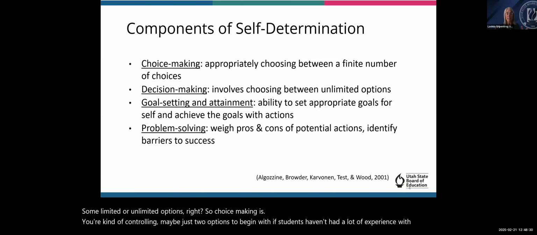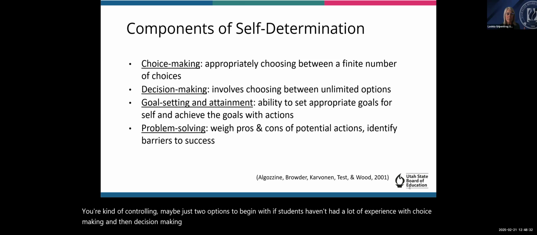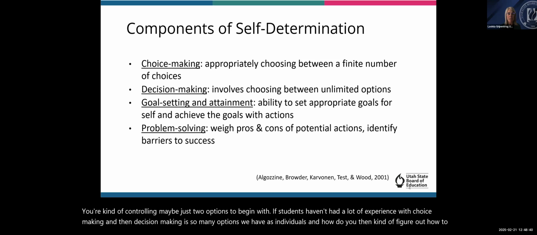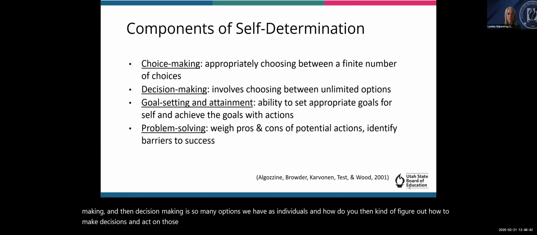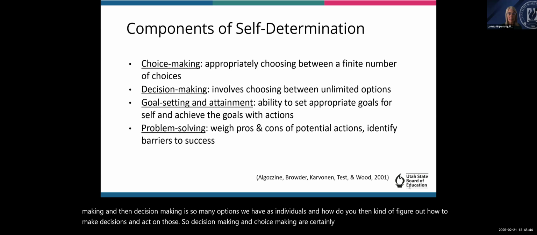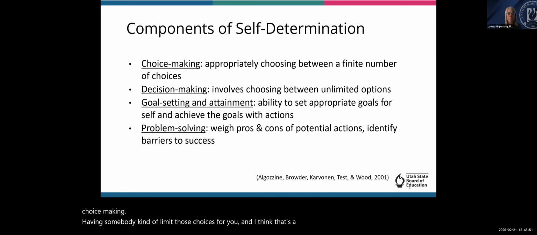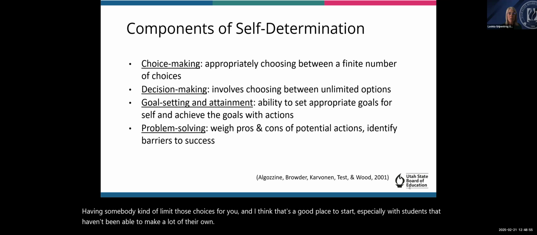And then decision making is so many options we have as individuals, and how do you then kind of figure out how to make decisions and act on those. So decision making and choice making are certainly very related and similar, but choice making, having somebody kind of limit those choices for you. And I think that's a good place to start, especially with students that haven't been able to make a lot of their own decisions or choices.